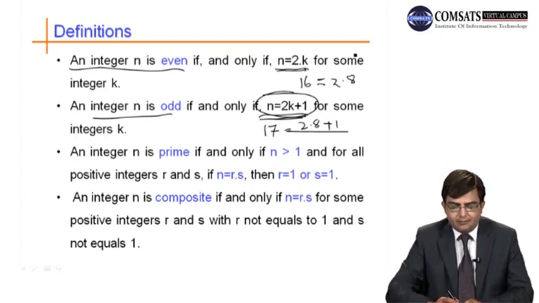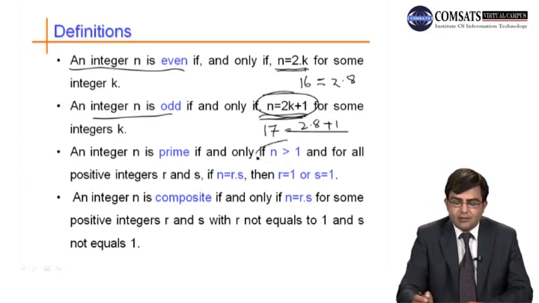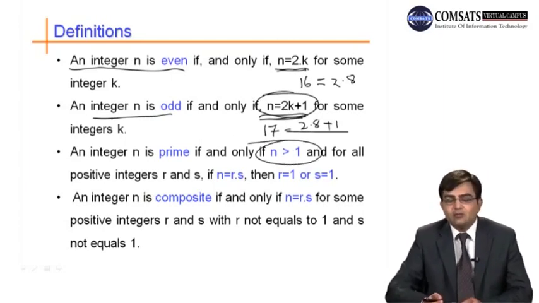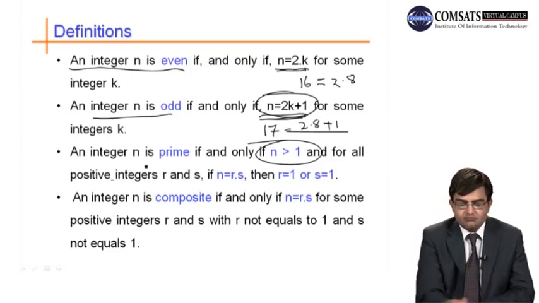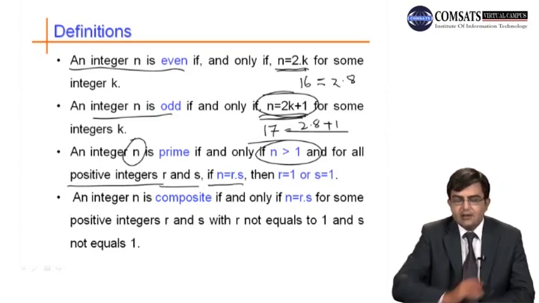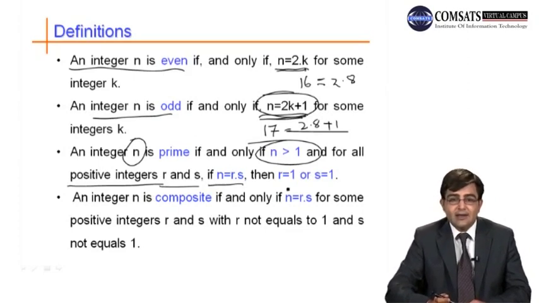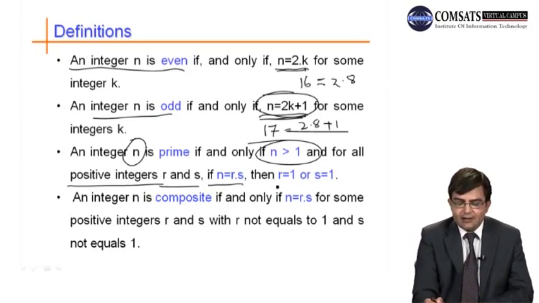So what is a prime number? First of all, prime numbers are usually greater than 1. 1 is not a prime number. A number greater than 1 could be a prime number if it satisfies this property. An integer n is prime if and only if n is greater than 1, and for all positive integers r and s, if n can be written as the product of r and s, then at least one of r or s is 1.